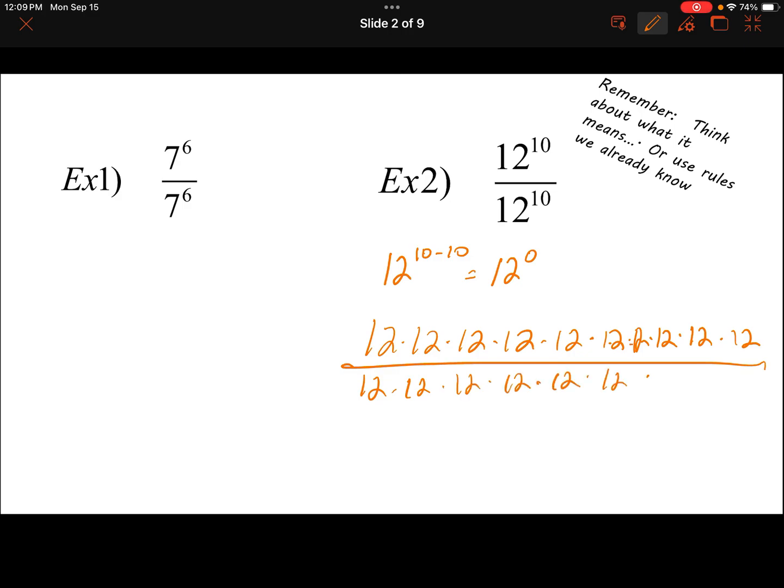Hopefully you're starting to realize why we don't want to do things with this big of powers. We want to have something to write them shortcut. All of those would cancel out, whether I do it with the rules or I do it with the powers. What they mean, I end up with 1.